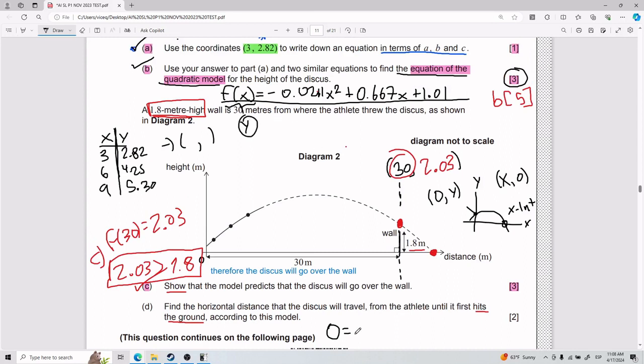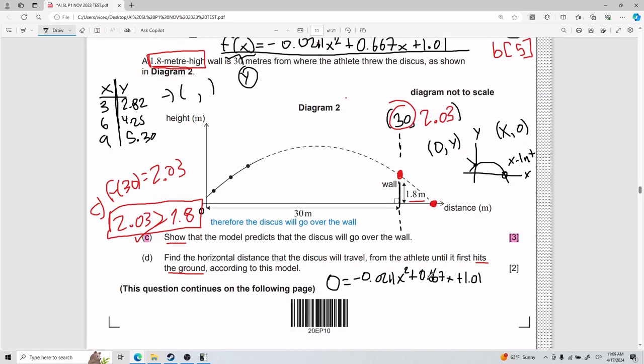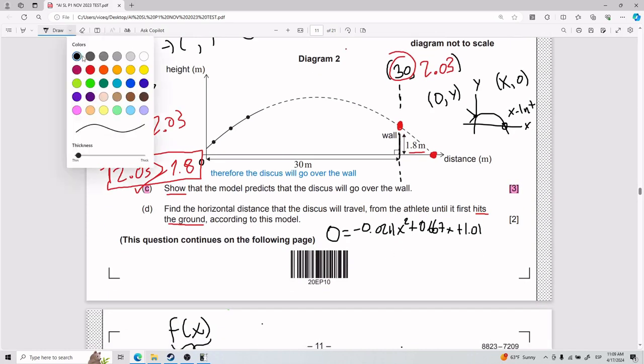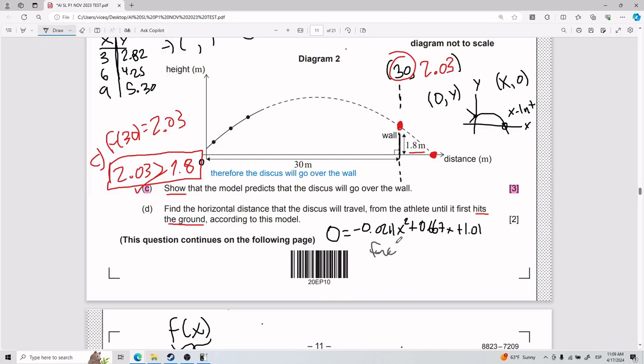So 0 equals negative 0.0211 x squared plus 0.667 x plus 1.01. All right. And from here, you have a couple of tools. You can do the famous maybe factoring, although factoring here seems incredibly hard.